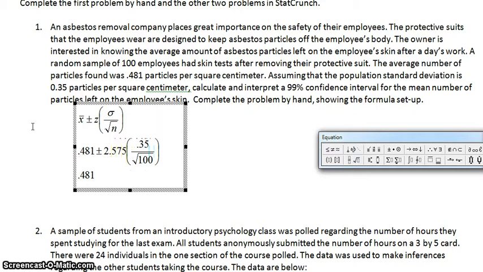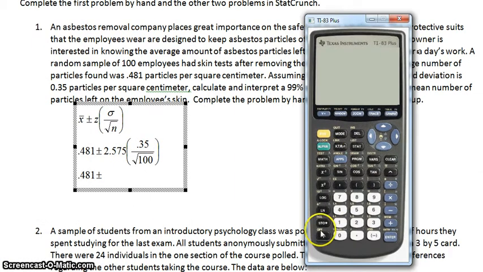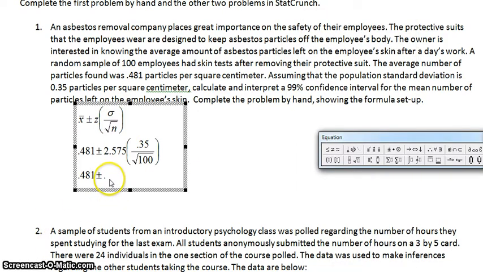So if we calculate the margin of error here, the margin of error is going to be 2.575 times 0.35 over the square root of 100, in other words 10, but I'll show you the calculator steps here anyway. And we get 0.090125. So that's 0.0901.